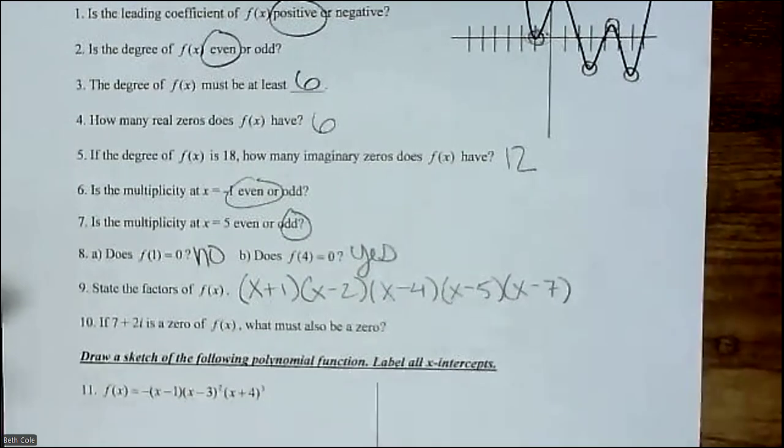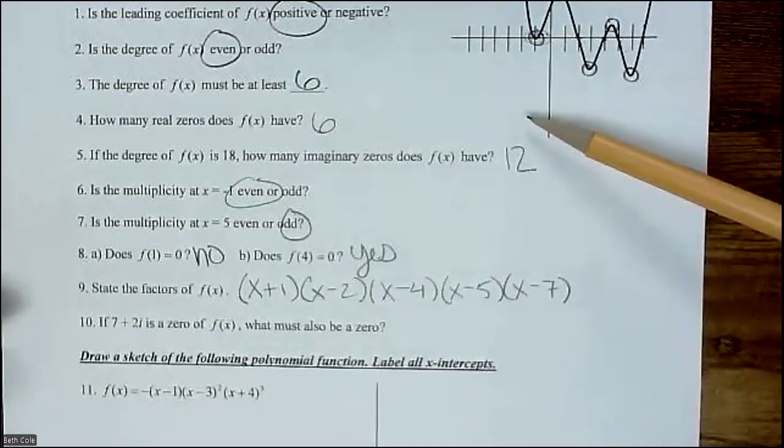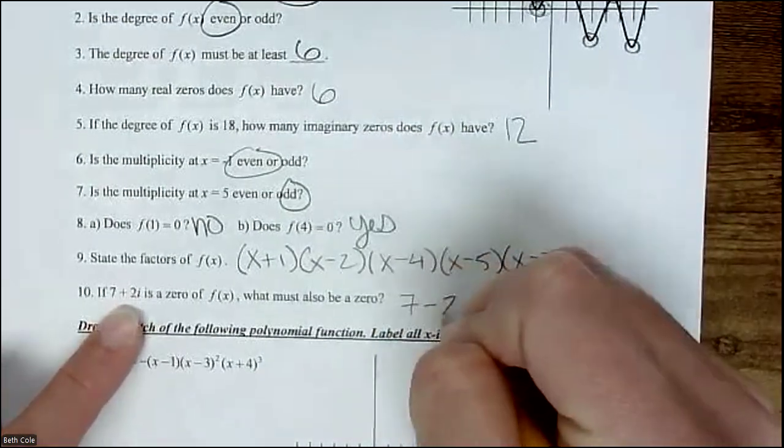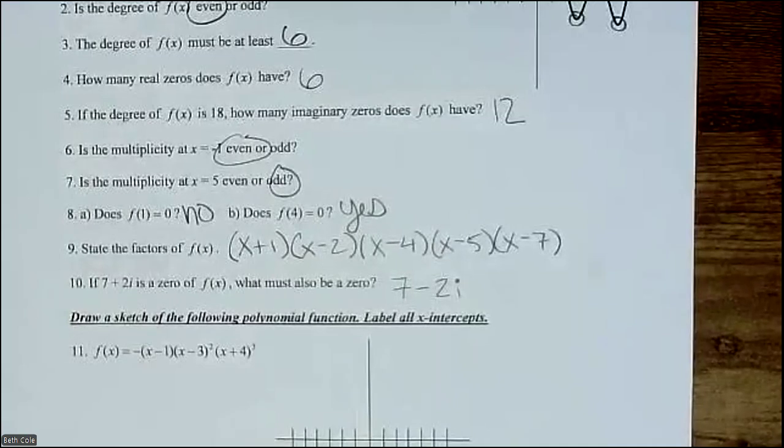Now for number 10, you actually don't need the graph at all. You have 7 plus 2i, then 7 minus 2i is also on there. Those are called conjugate pairs. It's the plus minus that's in there. You actually didn't even need the graph for that one. All right, so again, those will all be true, false.